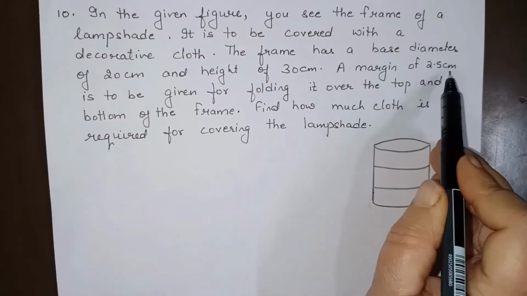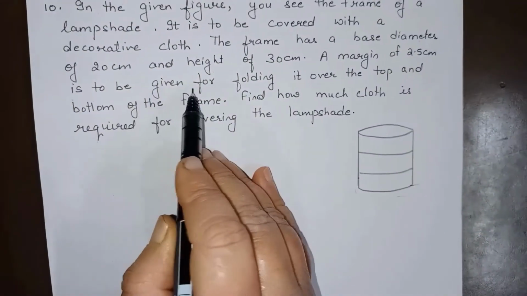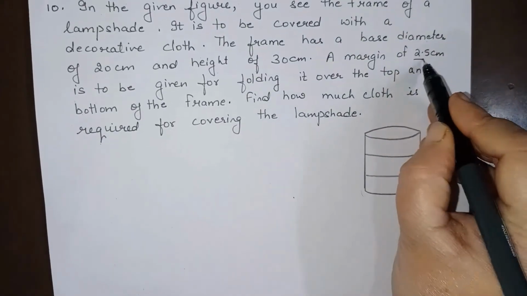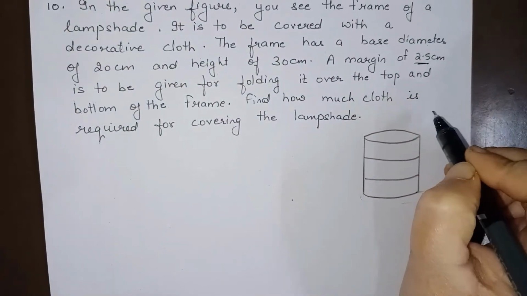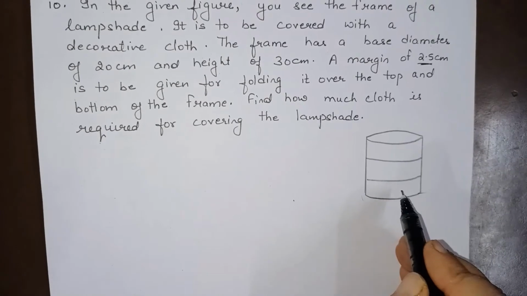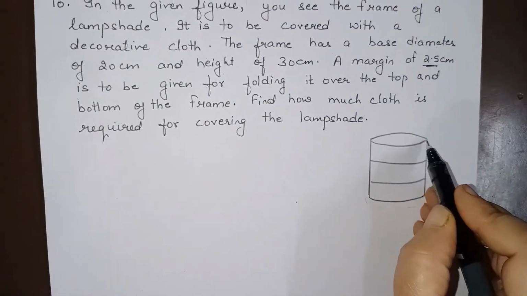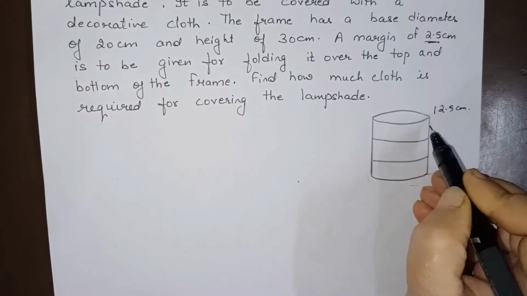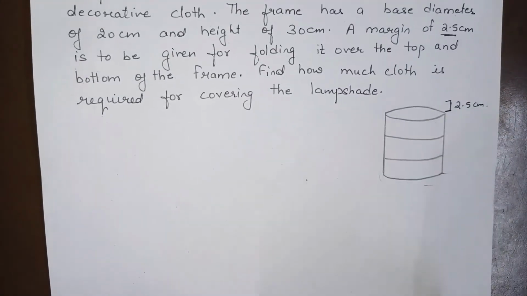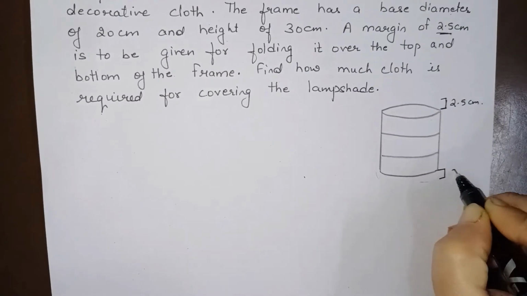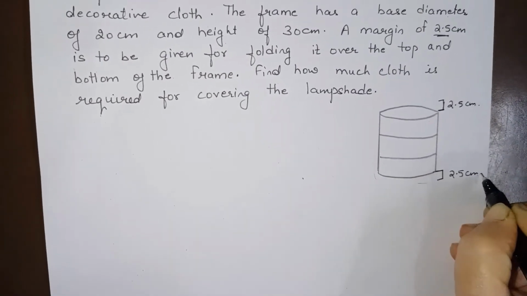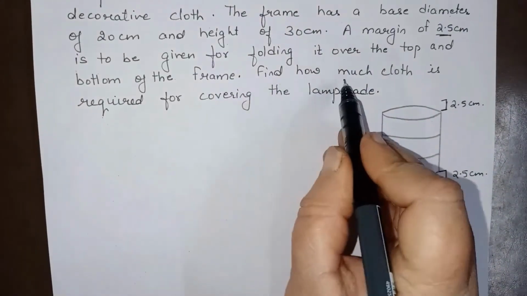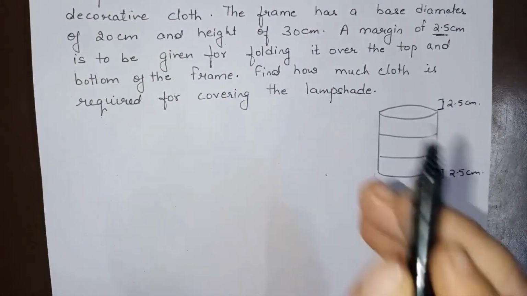A margin of 2.5 centimeter is to be given for folding it over the top and the bottom of the frame. This margin is to be given in the cloth that has to cover this lampshade, and it is 2.5 centimeter margin from the top to fold it from the top, and similarly 2.5 centimeter from the bottom to fold it from the bottom. Find how much cloth is required for covering the lampshade.